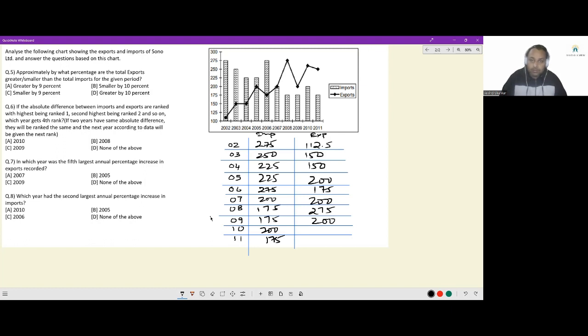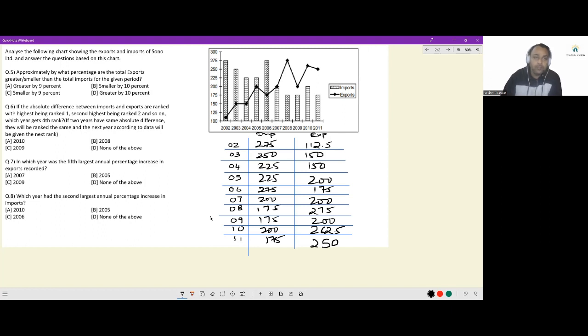Then the last year is 200. It is slightly higher than that. Last year is 250, slightly higher. You can write it as 260. You can write it as 262.5. I'm writing between 275 and 250. I'm writing it as 262.5. This also enables me to balance out the two numbers here. Okay, we have all the data points in front of us.